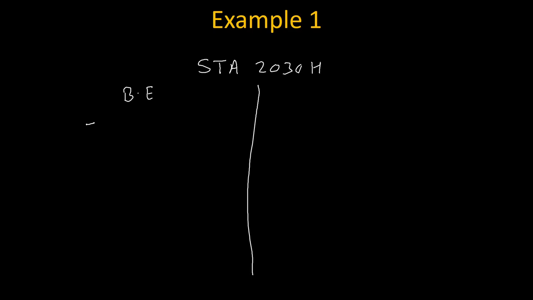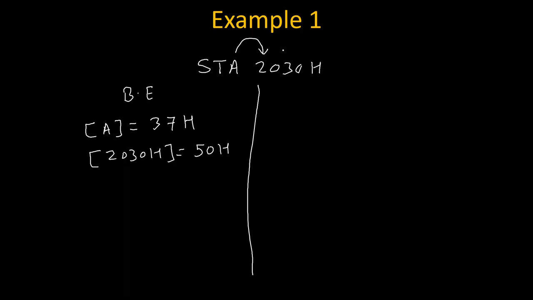Now let's take an example over here. Suppose the instruction is STA 2030H. Before execution, what should we check? We should check the value of the accumulator, and also the content of the 2030H memory location. Let's say its value is 50H and the accumulator is holding 37H. Because of this instruction, the value of the accumulator gets copied to the 2030H location. So after execution, the content of the 2030H memory location will change and become the content of the accumulator, which was 37H. So it will become 37H, and the content of the accumulator will remain unchanged, 37H.